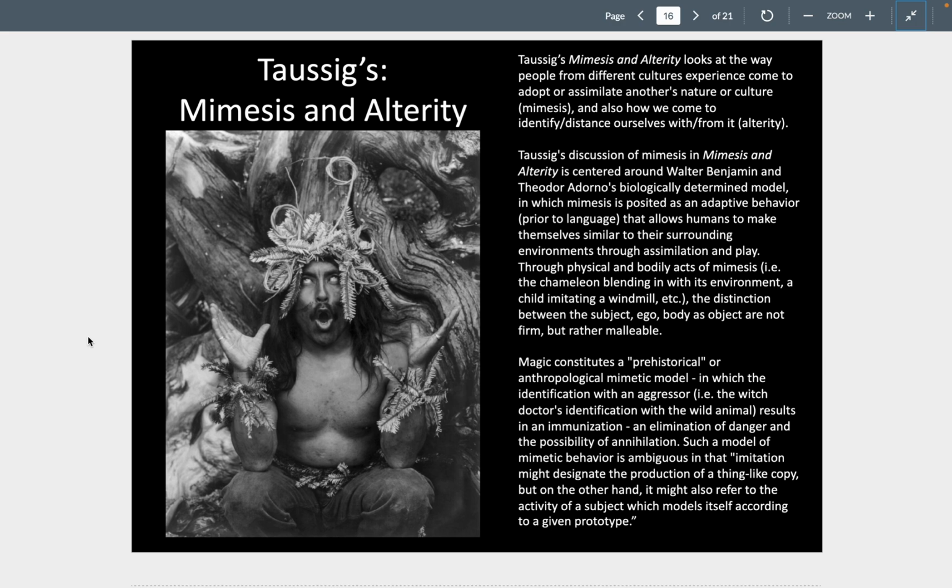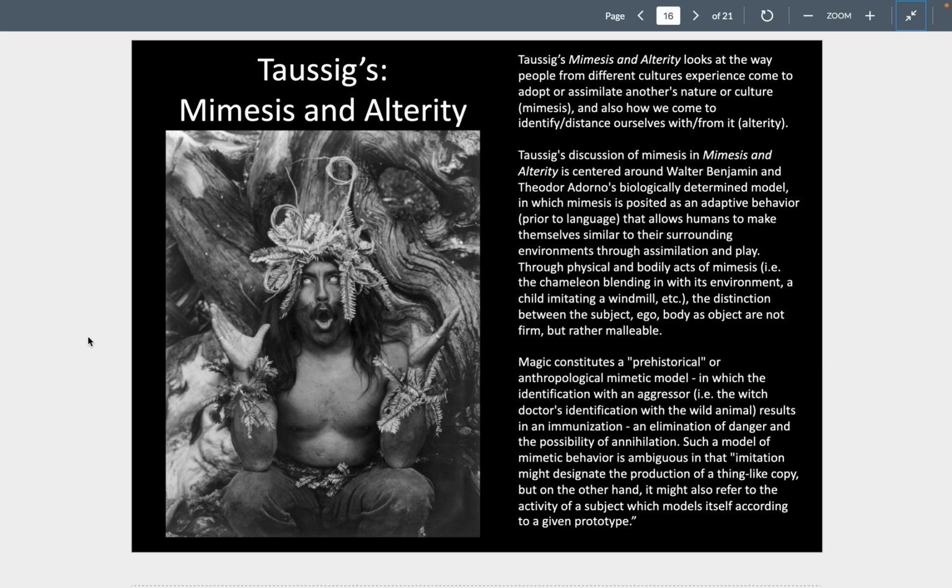Augustine in Catholic theology, where the body is profane, but the soul is pure. Tausig's theory is saying that these things early on in our life are not firm and set in stone and can be worked with, and again, explain the way that different religions work on people, the way that different belief systems work on people. He believes that magic constitutes a prehistorical or anthropological mimetic model.